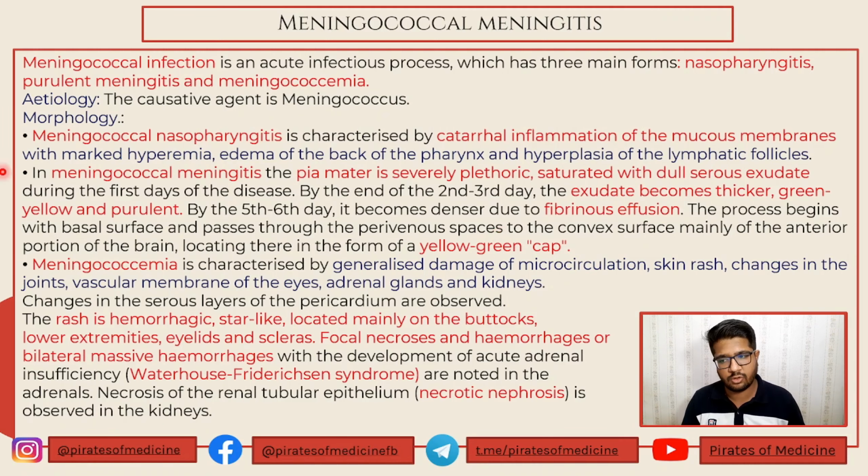And obviously you have meningococcemia, which is generalized infection of meningococcus in the blood. Most important is that there is generalized damage of microcirculation, skin rash, changes in joints, the vascular membrane of eyes, adrenal glands, and kidneys. The rash in this case is hemorrhagic, star-like in shape, located mainly on the lower buttocks, lower extremities, eyelids and sclera, with focal necrosis and hemorrhages, and bilateral massive hemorrhages that develop in adrenal glands. This is called Waterhouse-Friderichsen syndrome, important for meningococcemia.